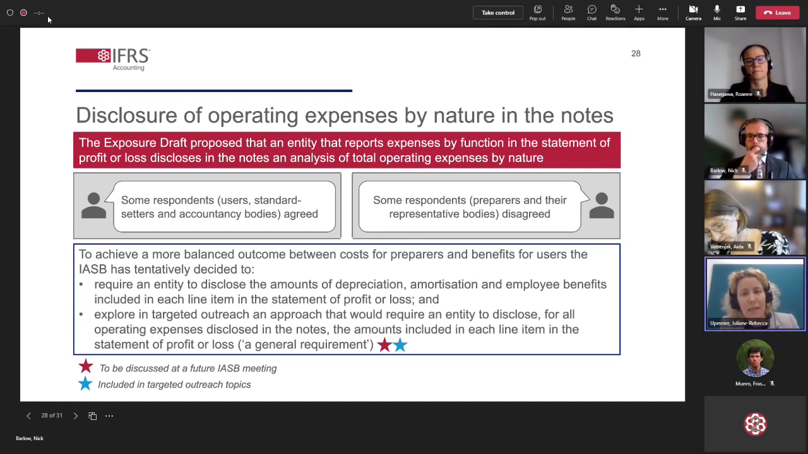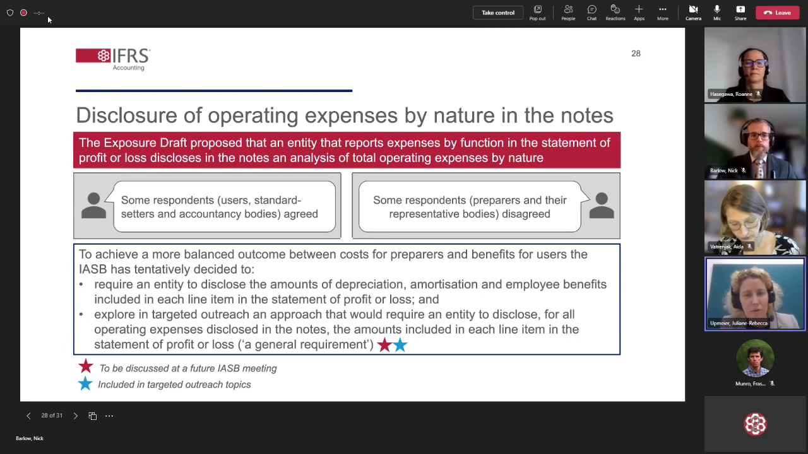The IASB has yet to finalize the exact scope of these proposals, but in any case, an entity would only be required to disclose information on expenses that it already discloses as a total. So unlike the proposal in the exposure draft, it would not require entities to disclose information on expenses that are not disclosed today.